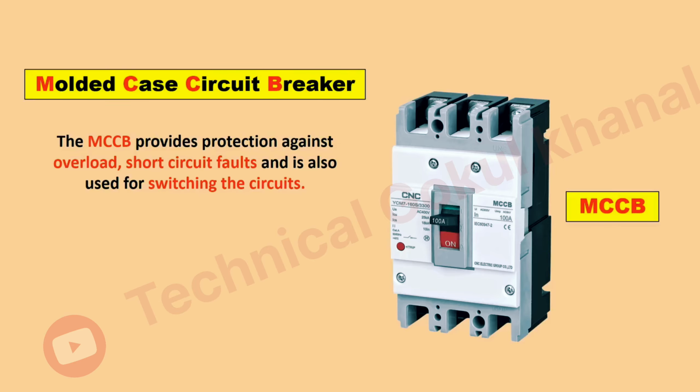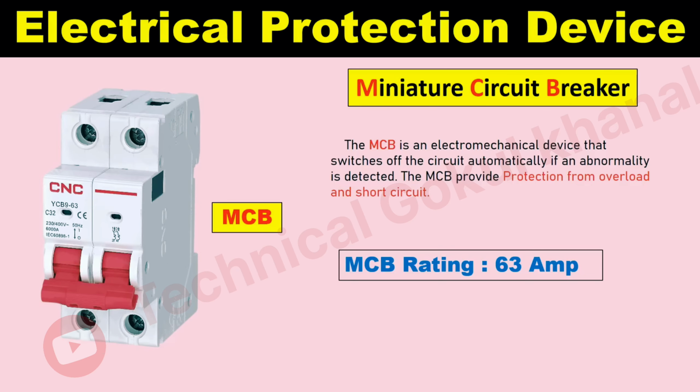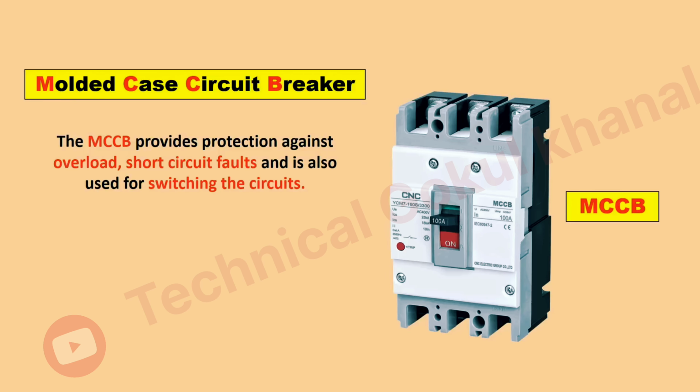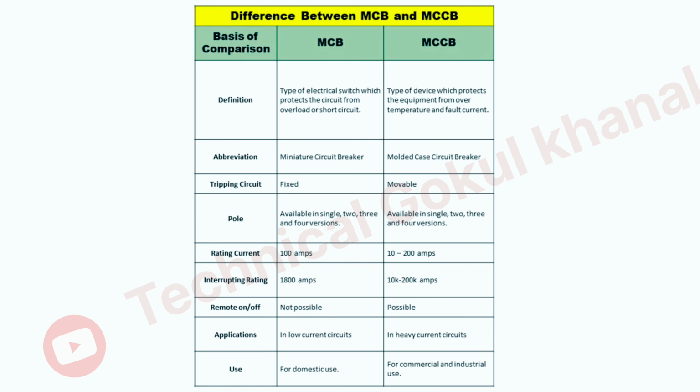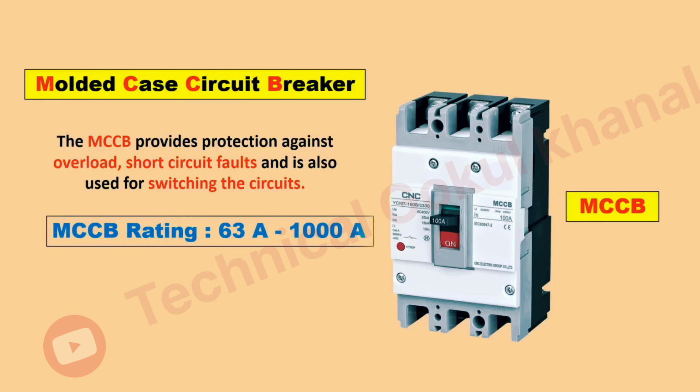Now if you want a protection device of even higher rating, then in this condition you have to buy a MCCB. MCCB also provides protection from overload and short circuit. It means you can say that the protection provided by a MCB can also be provided by a MCCB. You can find a MCCB of even 1000 ampere rating in the market, and if you go now to buy a MCCB, then you will find a MCCB of higher rating also, because right now there are lots of companies which are manufacturing MCCB of more than 1000 ampere.